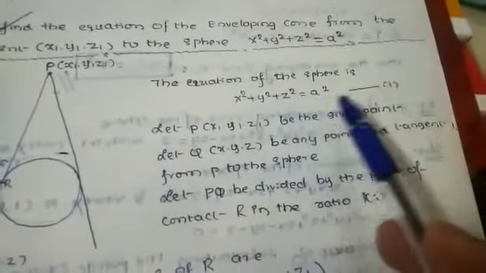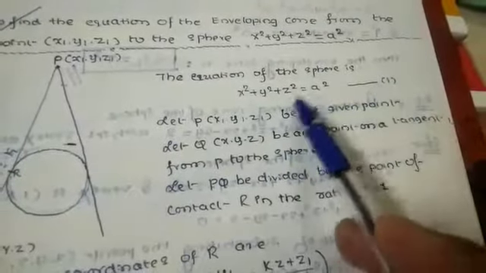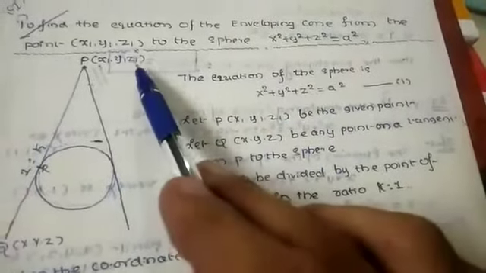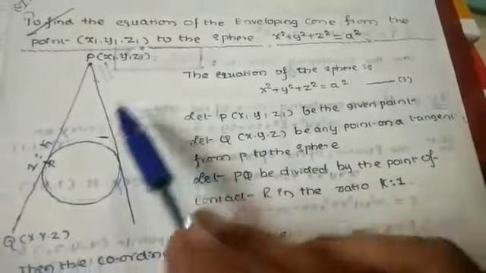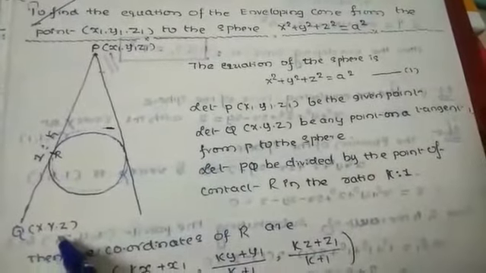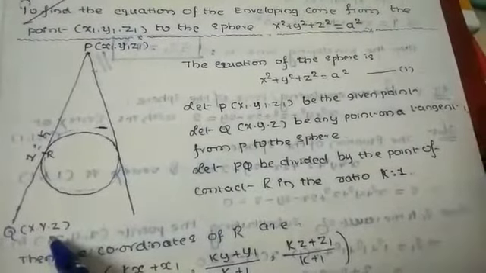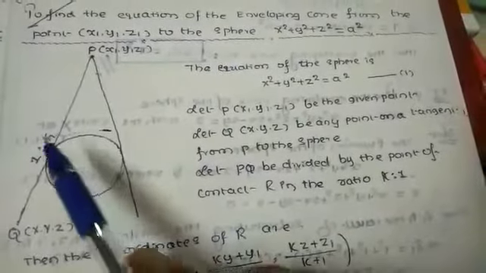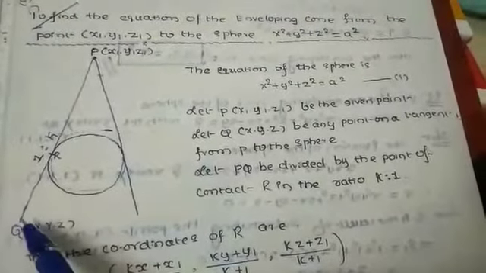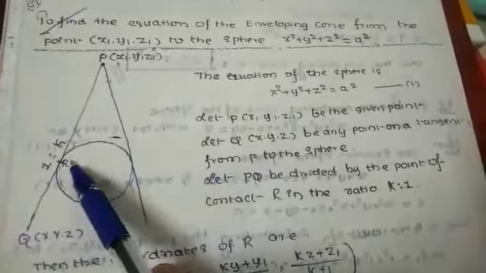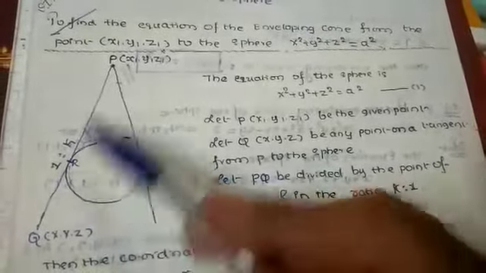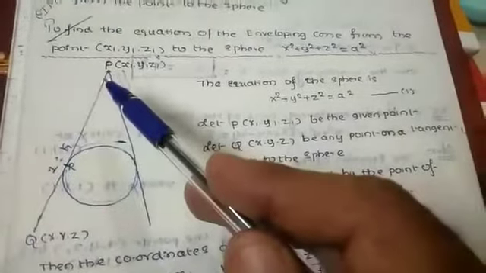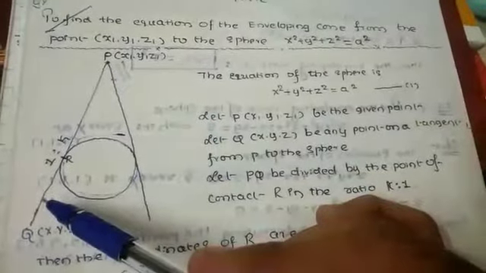Let the given equation of the sphere be x square plus y square plus z square equals a square. Call it 1. Let P(x1, y1, z1) be any given point. Q(x, y, z) is any point on the tangent from the point P to the sphere. Let the line PQ be divided by the point of contact R in the ratio 1:k. Since the line divides in a ratio, we have to apply the section formula.